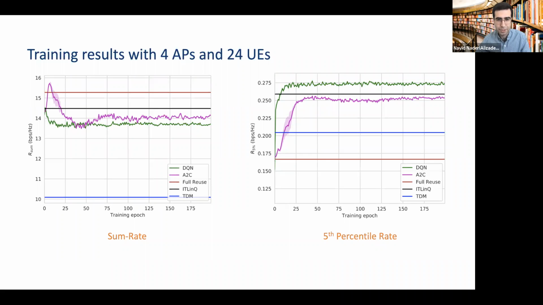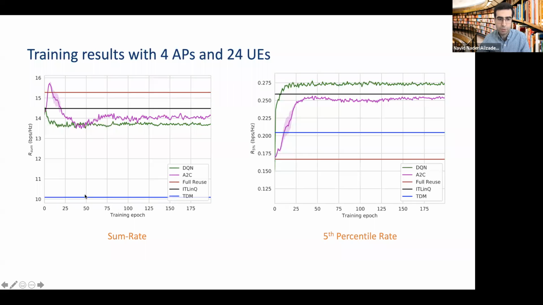So first, I just want to show you the training results with 4 access points and 24 UEs. On average, we have 6 users per access point, but again, it's not exactly uniformly partitioned across the access points. Here, on the left-hand side, we have the sum rate, or the average sense of performance across the network. On the right-hand side, we have the 5th percentile rate, or the cell-edge scenario, or the worst case performance.